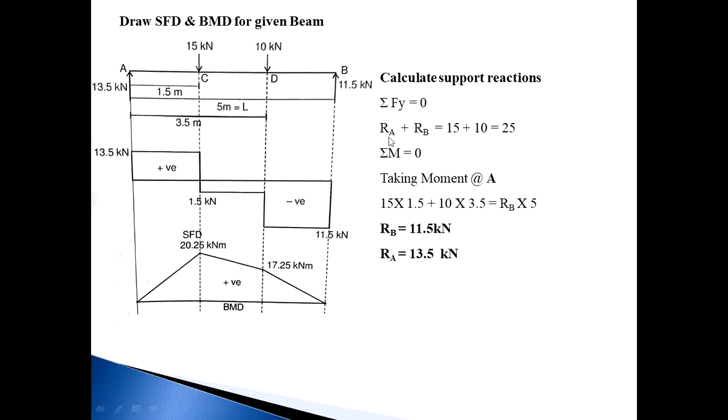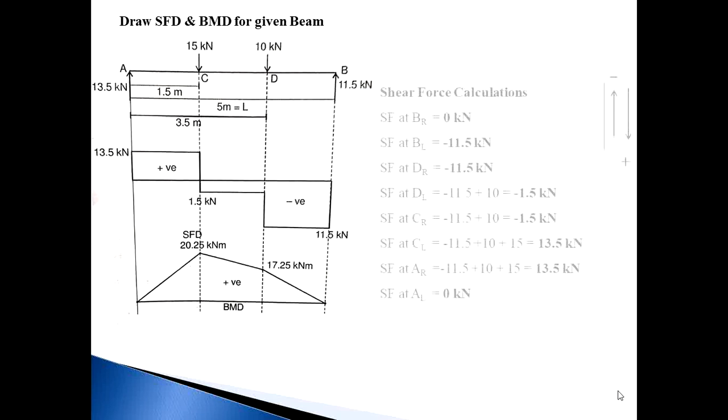And we know the relation between RA and RB: RA plus RB is equal to 25. Put this RB value in this equation and we get RA is equal to 13.5 kilonewton. This is the first step to solve this problem: first calculate reactions RA and RB. Now RB becomes 11.5 kilonewton and RA becomes 13.5 kilonewton. Then next, calculate the SF calculation.